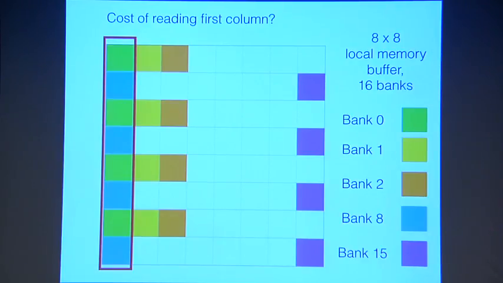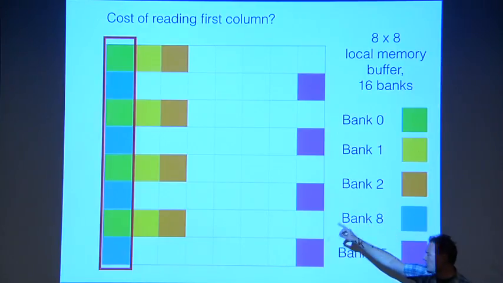2 cycles per read. How many cycles? 8. What? 4. It's 4 times higher than it needs to be. It's 8 if it's 2 cycles latency. But yeah, you're right, 4 times. Because 4 threads are going to hit the green bank, bank 0, at the same time and get serialized. 4 threads are going to hit the blue bank, bank 8, and get serialized.